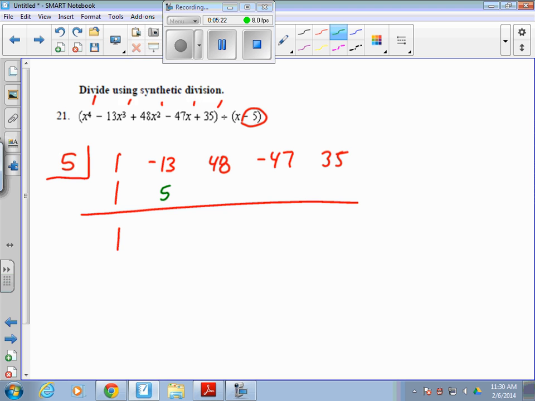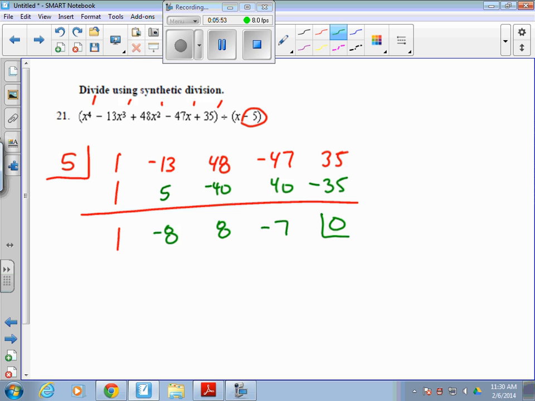Combine negative 13 and 5 and you get negative 8. Multiply that times 5, you get negative 40. Combine 48 and negative 40, you get 8. Multiply that times 5 and you get 40. Combine that and negative 47 and you get negative 7. Multiply that times 5 and you get negative 35. And our remainder, when you combine 35 and negative 35, is 0.